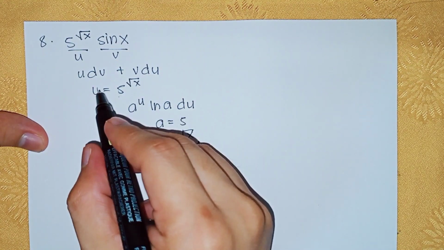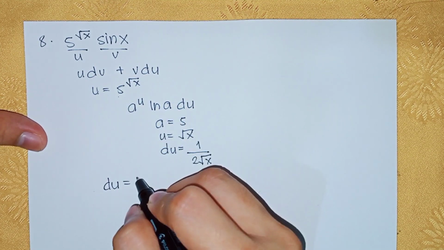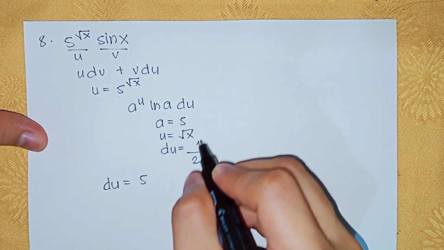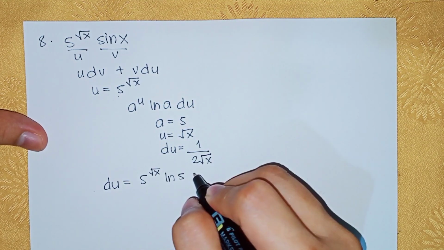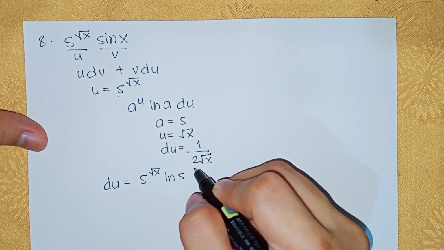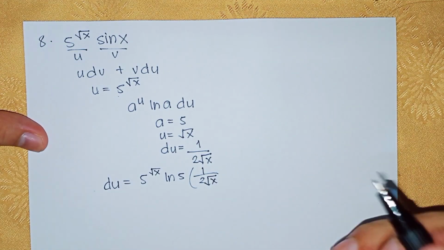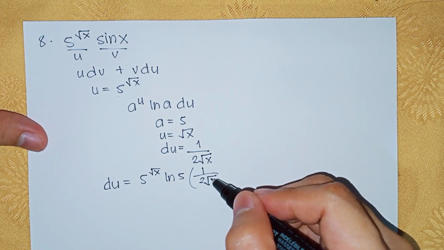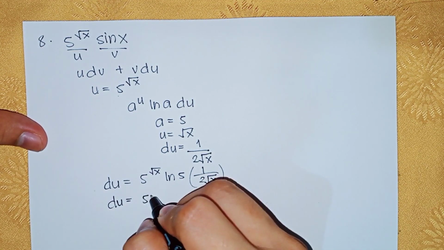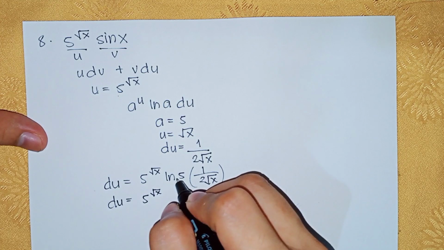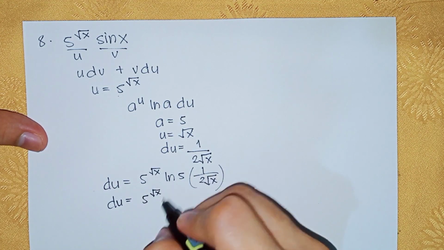So, input natin ito. So, magiging du mo, a which is 5, ito, 5 raised to u which is square root of x times ln 5. So, ang du natin ay 1 over 2 square root of x. Okay? So, ang du natin dyan ay 5 raised to square root of x. Itong 1 over square root of x, pwede natin ilagay sa unahan yan eh.